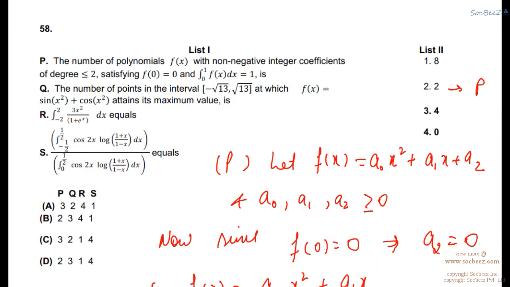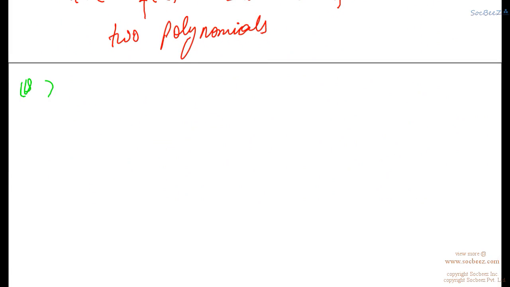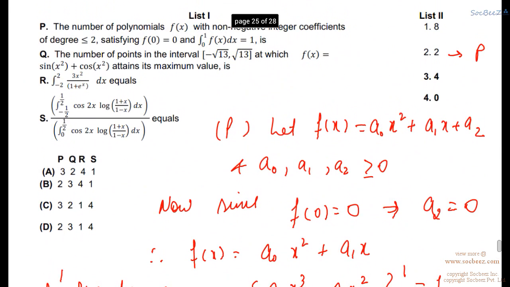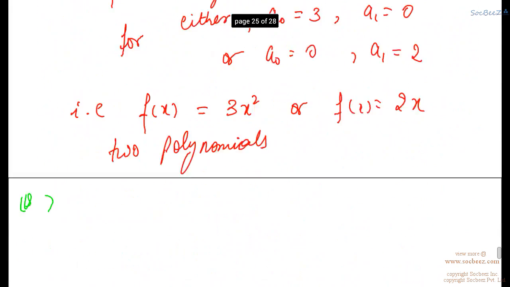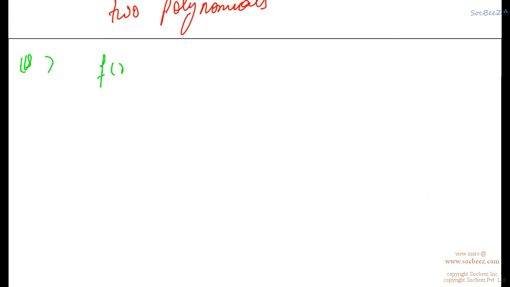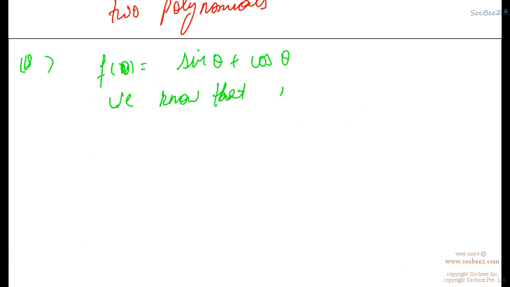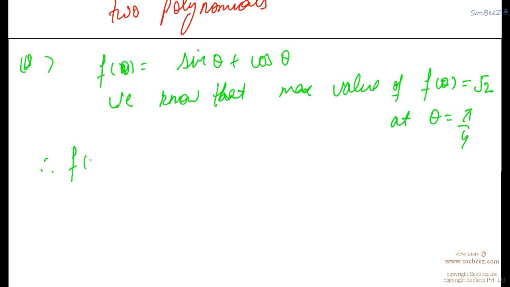Okay, so let's see the option Q. The option Q says the number of points in the interval minus root 13 to root 13 at which f(x) equals sine x square plus cos x square attains its maximum value is. Okay, so the maximum value, we know that if f(theta) equals sine theta plus cos theta, we know that the maximum value of f(theta) equals root 2 at theta equals pi by 4.